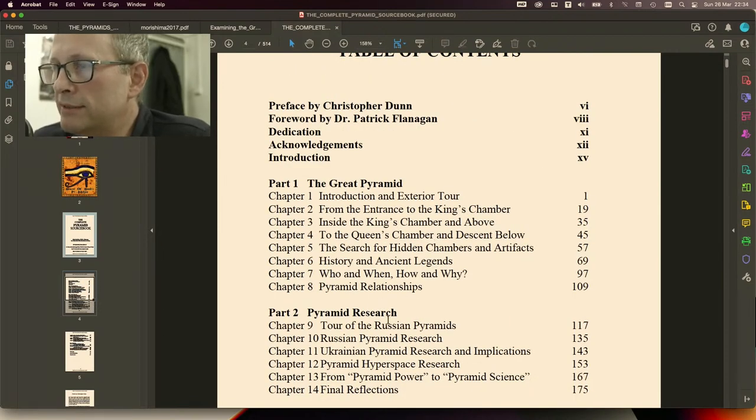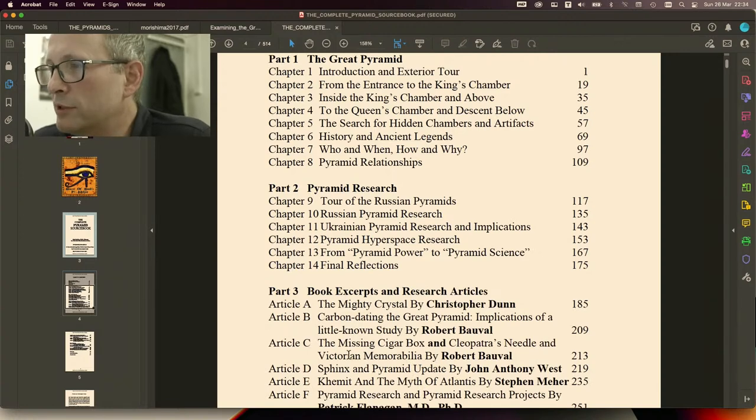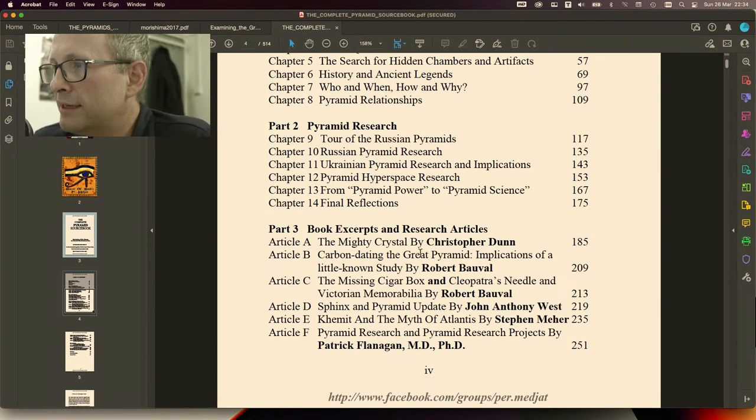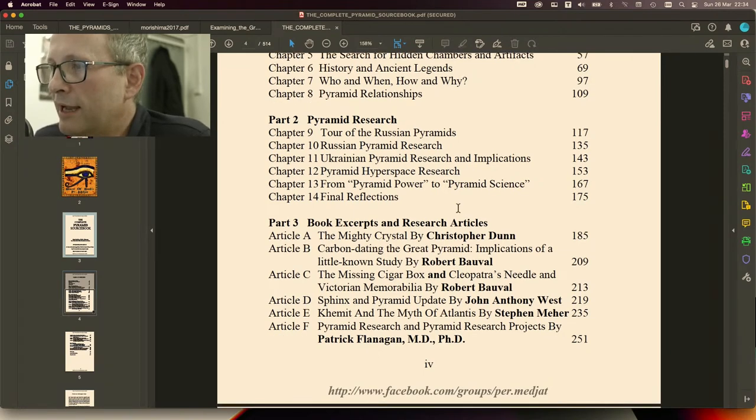Even some things about Russian work and some things about Christopher Dunn and Robert Bauval. These may be familiar to people who are long-term aficionados of pyramid research. I've heard Christopher Dunn mentioned before. And I saw a couple of things in here that some people have been talking about since I started talking about the pyramid.